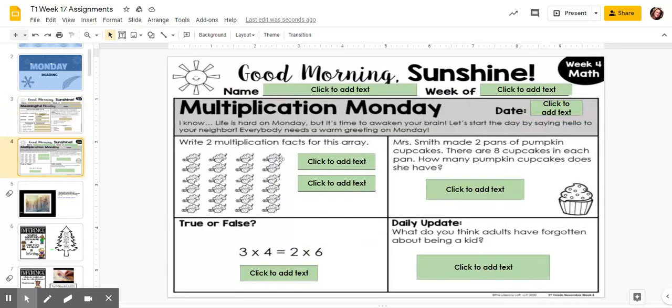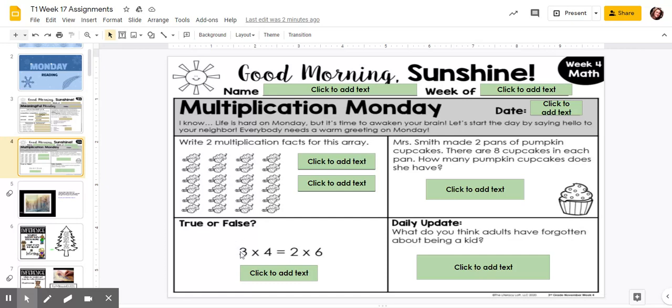For Multiplication Monday, you're looking at this array. Remember, you can look at the number of columns and the number in a column. You can look at the number of rows and the number in a row. You can also look at the length and the width and multiply those together. Remember, you're doing two multiplication facts, so you should have all the same numbers. So your first fact should have the same numbers as your second fact. The factors should just be switched.